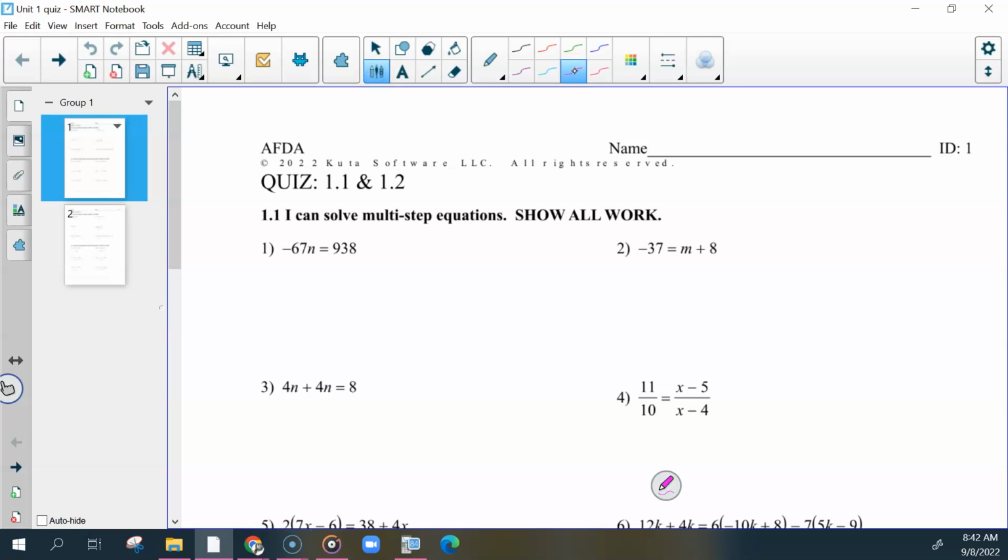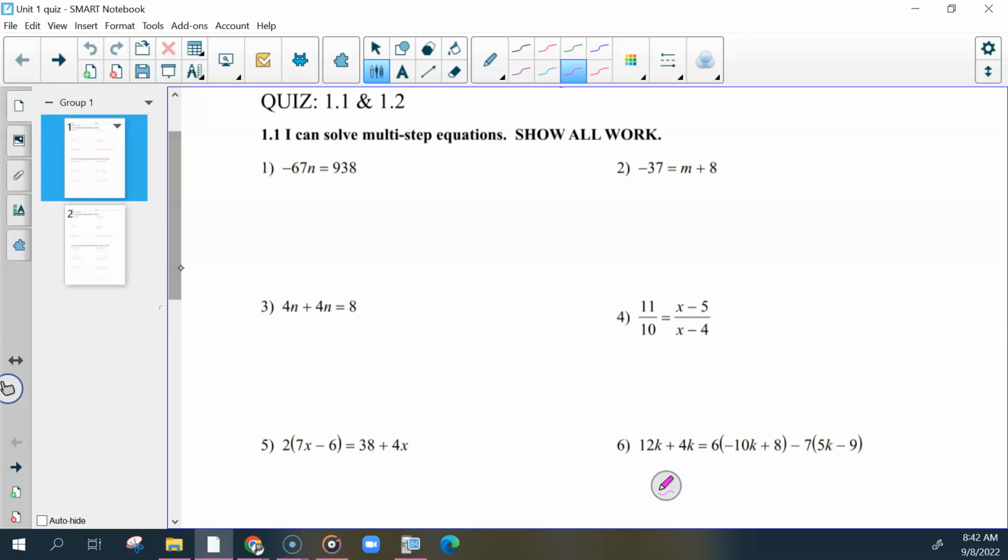So I'm going to go through each of these, talk about issues I saw, and things like that. For number 1, you had to get n by itself. You should have divided both sides by negative 67. These would have canceled, and then you get n equals negative 14. Some of you subtracted, and some of you added because you were thinking it's a negative, so do the opposite. Neither of those was what you were supposed to do because these are multiplying, so undo it by dividing. Questions on that first one?